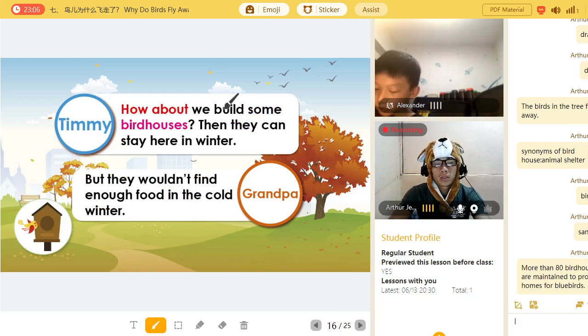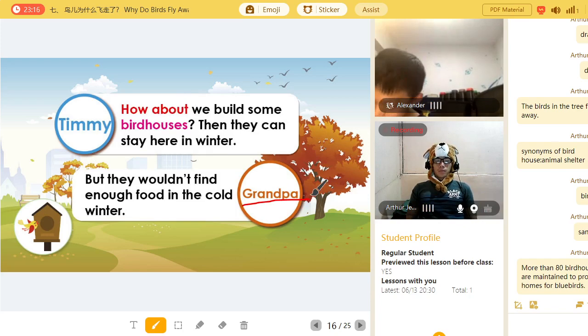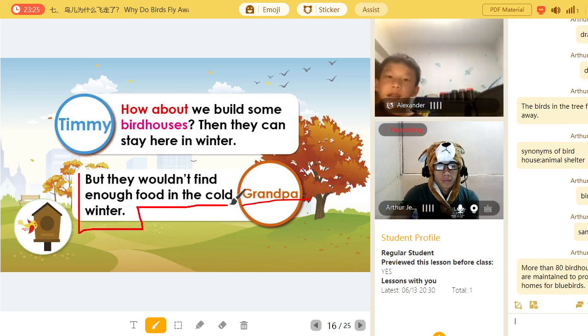How about we build some birdhouses? Then they can stay here in winter. Your turn. Okay, please read. But they wouldn't find enough food in the cold winter.